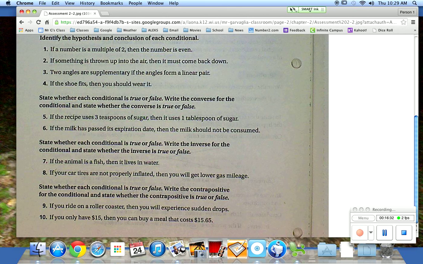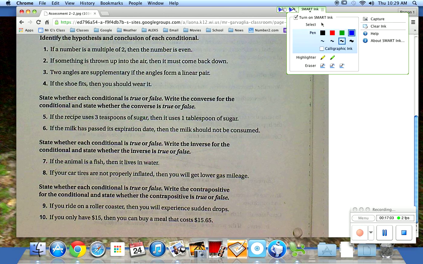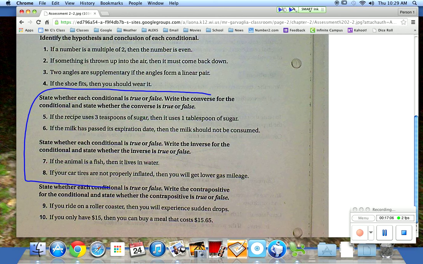State whether each conditional is true or false. Write the converse for the conditional and state whether the converse is true or false. You guys can do that. So 5 and 6, you can do it. State whether each conditional is true or false, then write the inverse. I'm not going to worry about the bottom. You guys have got to work on those 4 problems today.